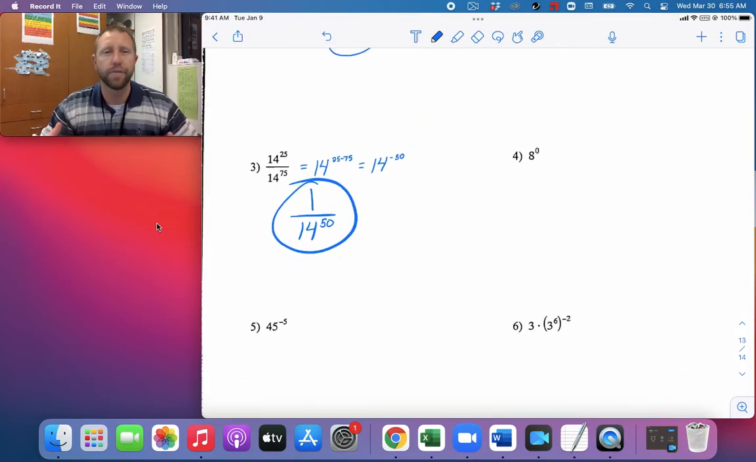Number 4 is going over the zero exponent rule. Anytime you have a number raised to the power of 0, that's going to equal 1. No work to do there. It's just 1.